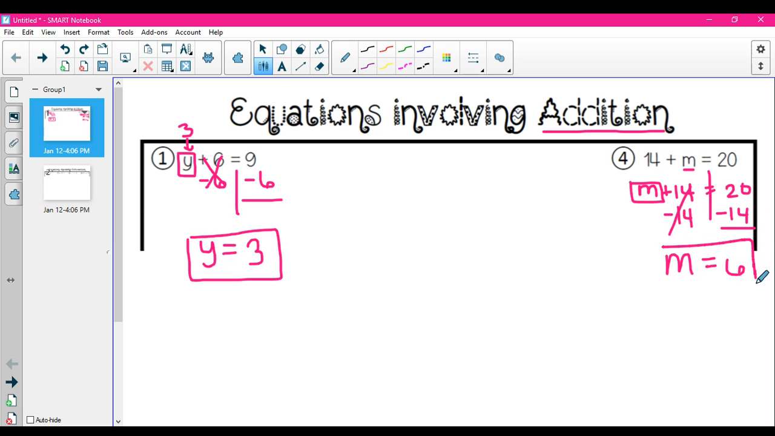So m equals 6. If you plug in 6 right here where m is to check your work, 14 plus 6 equals 20. So that means we have done it correctly.